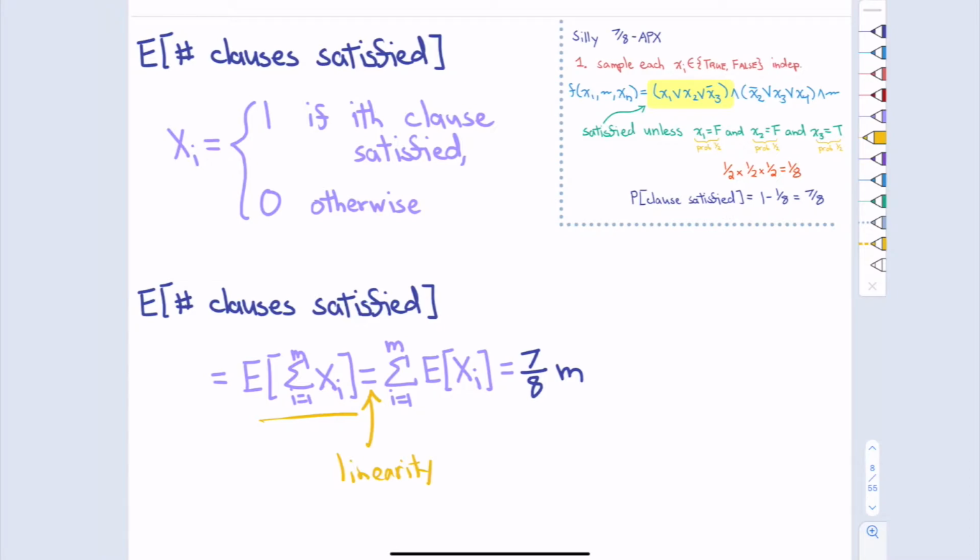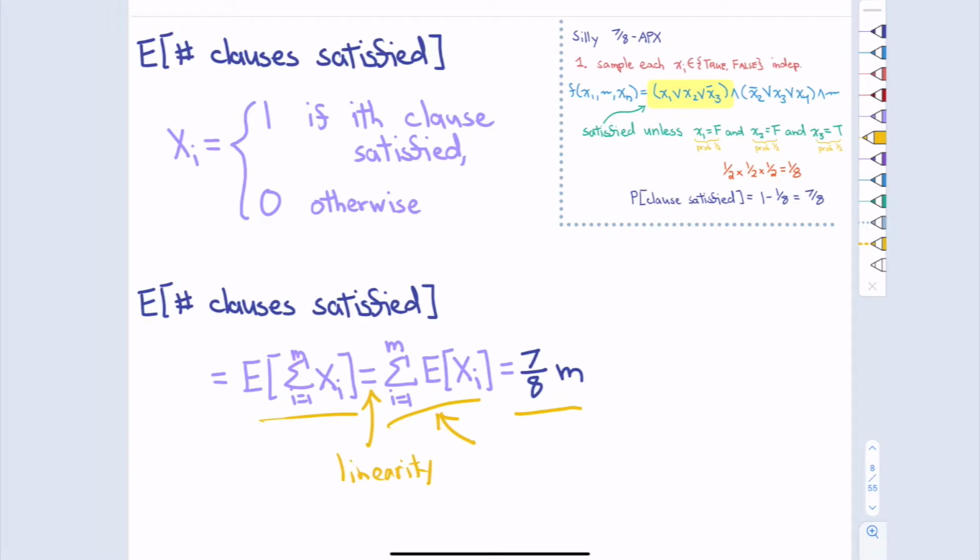Right? Linearity of averages. And then I get the sum of averages. And every clause will give me 7/8 of a point on average. Okay, so for 3-SAT, if you just assign true or false to everything, you'll get on average 7/8 of the clauses. So that's a simple algorithm. 7/8, is that good? Is that bad? Certainly the algorithm isn't very clever.